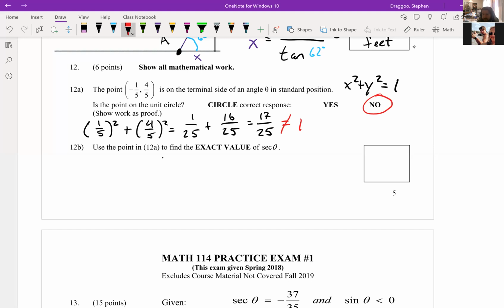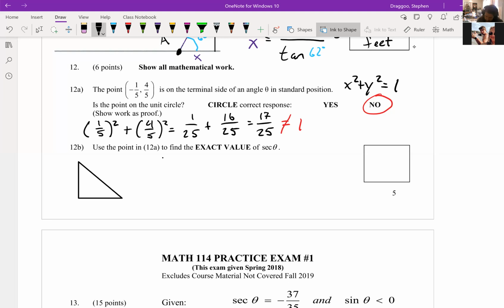Which means if we want to find the exact value of secant theta, we will unfortunately not be able to use just the reciprocal of -1/5 because we're not on the unit circle. So instead, we'll need to sketch a triangle. We have a negative x value and a positive y value, so we're in the second quadrant.